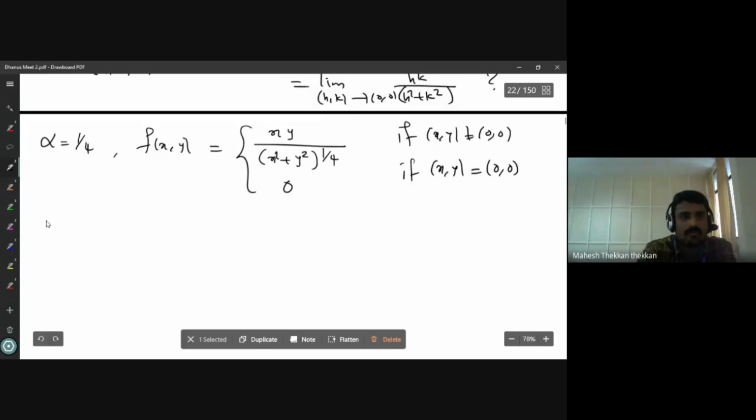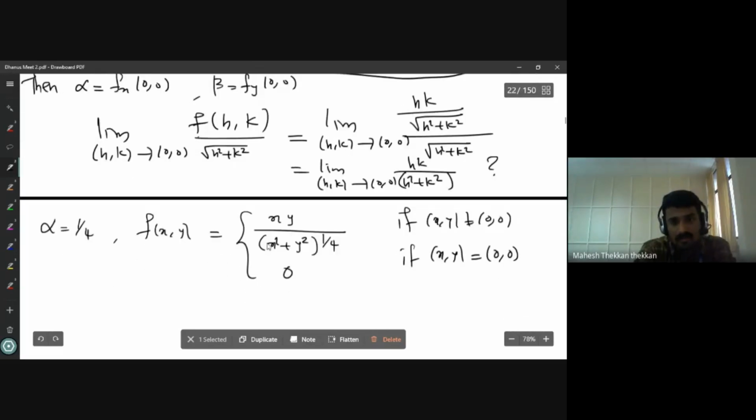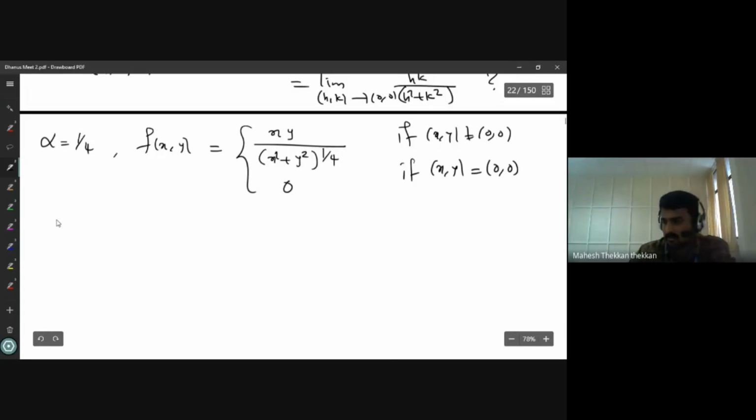Now again you look at this function. The numerator has more degree than the denominator. So I have the intuition that the limit will exist. So again I prove it using the polar coordinate system. I take x equal to r cos theta and y equal to r sin theta.